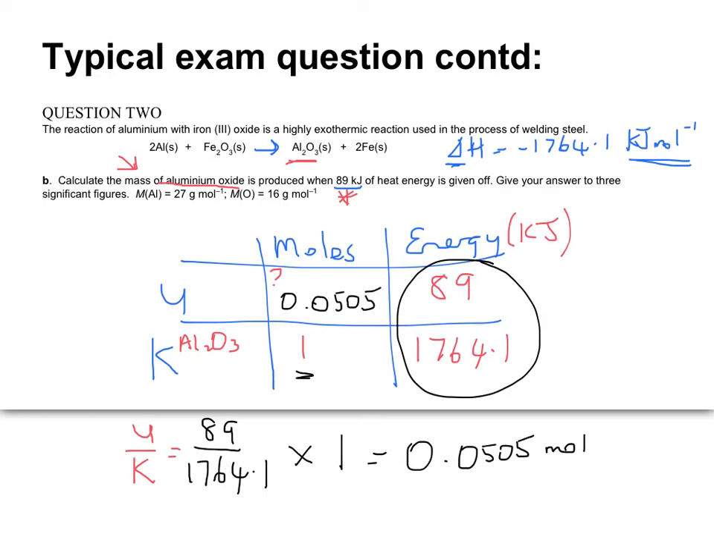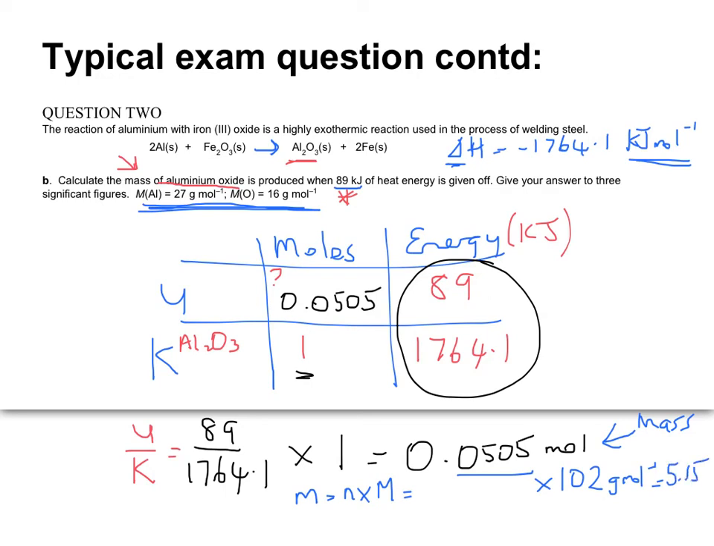So now we've got this amount of moles, but we want to know how much mass is in that amount of moles. So now we're going to be wanting mass equals n times big M, and that's going to equal 0.0505 times 102, which is the molar mass that we would calculate by using these molar masses supplied in the question, grams per mole, and that's going to give us our answer of 5.15 grams.